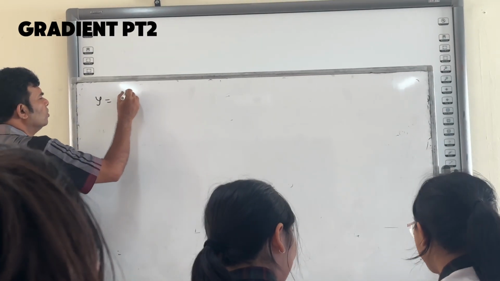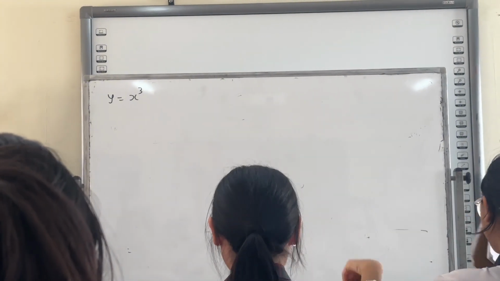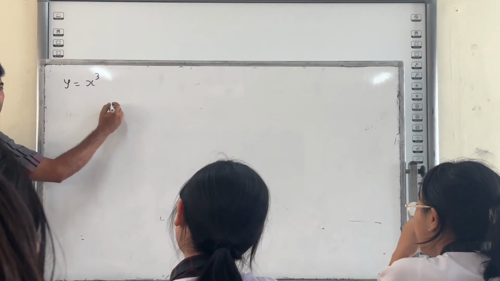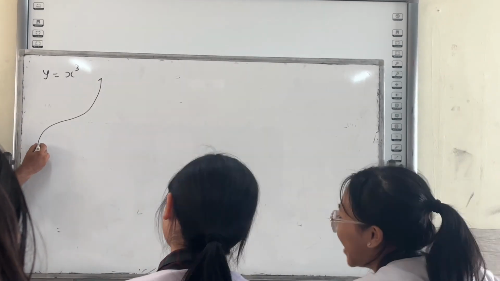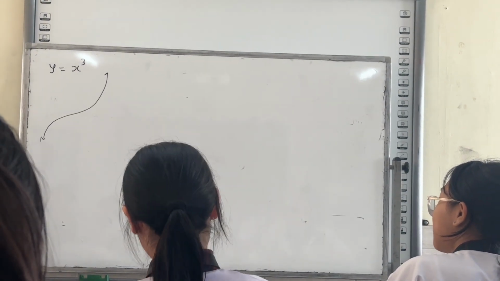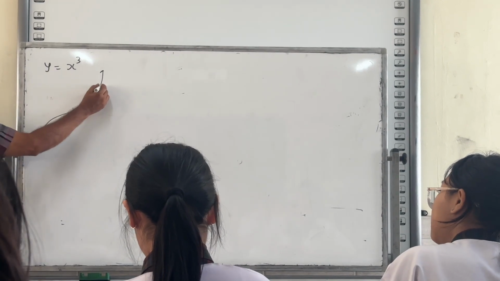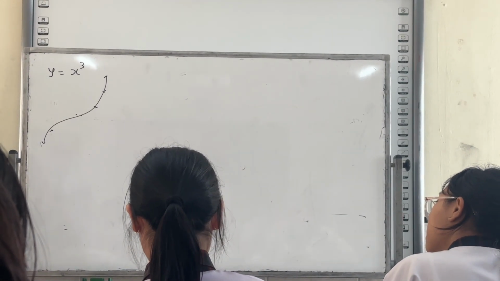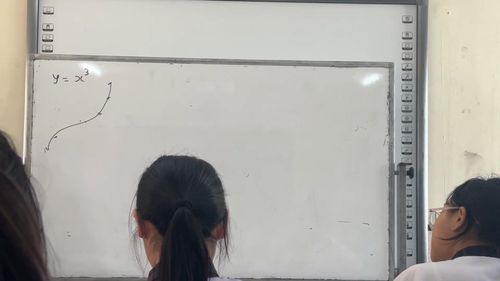y equal to x cube. This is a curve. How will the curve look? Y equal to x square looks like this, right? How will x cube look? Like this. So it is a curve, not a straight line, right? How to find the gradient at this point, or this point, or this point? So you have to find the gradient at any point on this curve. How will you do it?